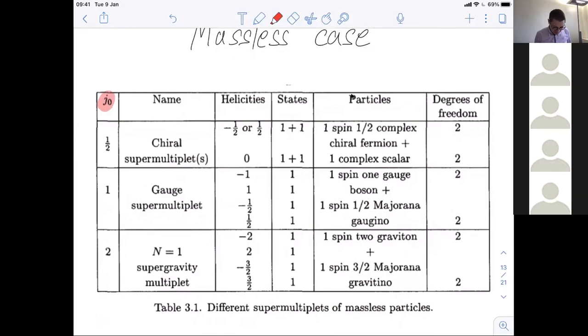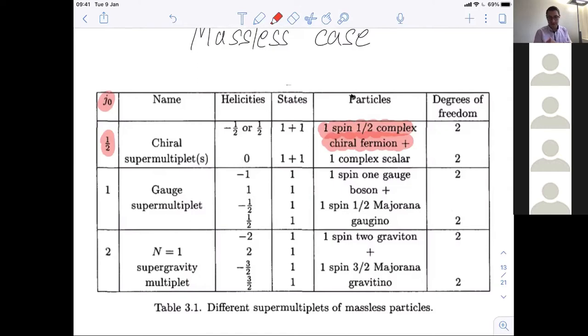So this table basically summarizes different supermultiplets of massless particles. If you pick, for instance, J0 equal 1/2, then the highest component will be a spin 1/2 fermion. It will be a Weyl fermion. It can be either left or right. These are usually complex representations under internal symmetries. So how many degrees of freedom are there in a Weyl fermion? A Weyl fermion has 2 degrees of freedom.